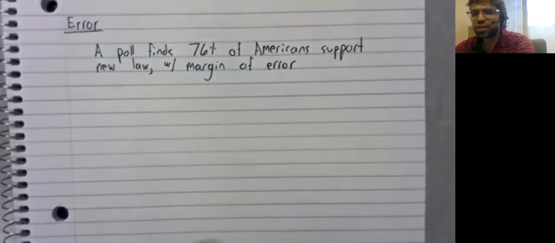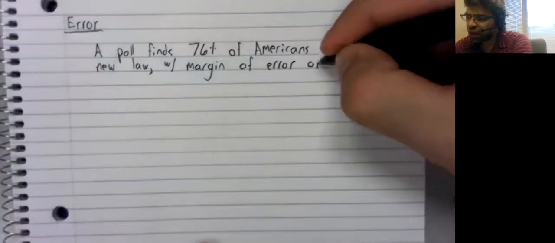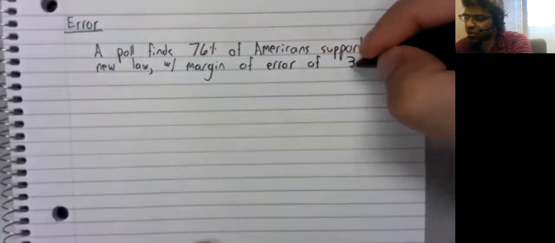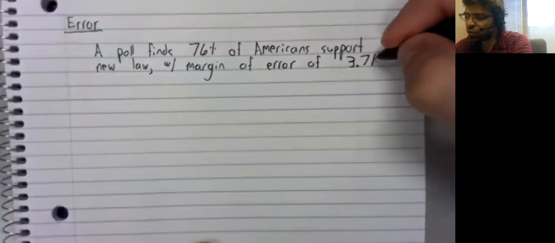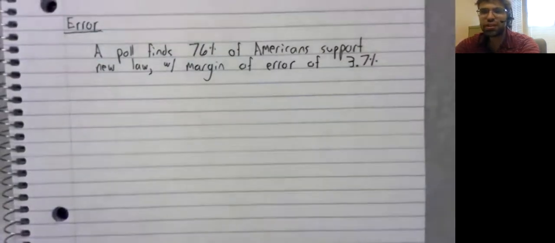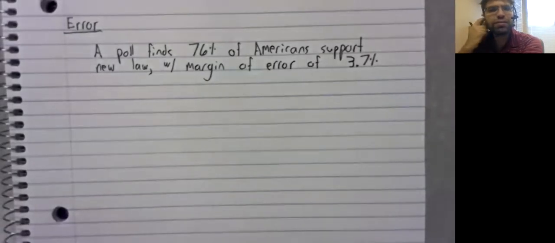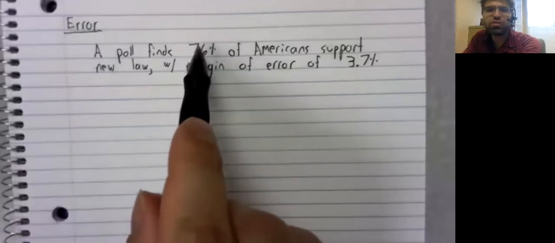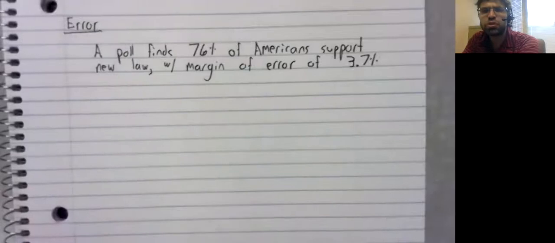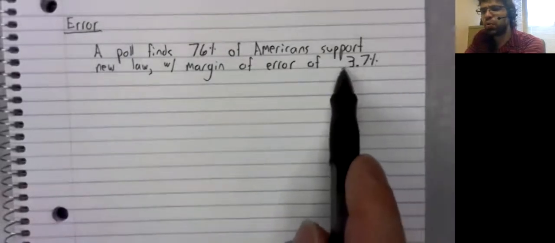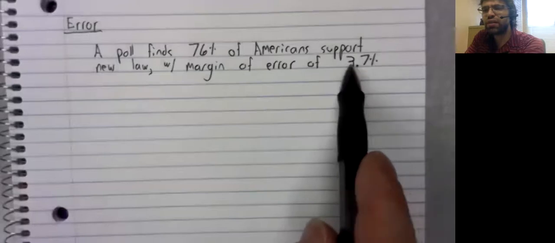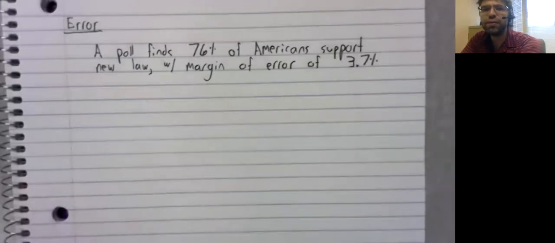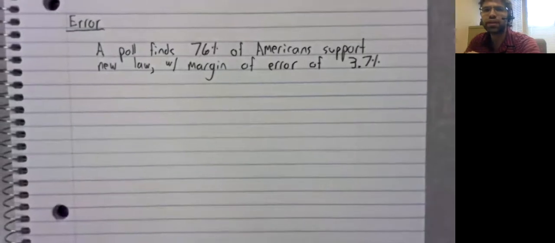The poll isn't exact, and we estimate using statistical resources that the margin of error is about 3.7%. So the real number could be bigger than this, it could be smaller than this, but it shouldn't be more than 3.7% away in either direction.